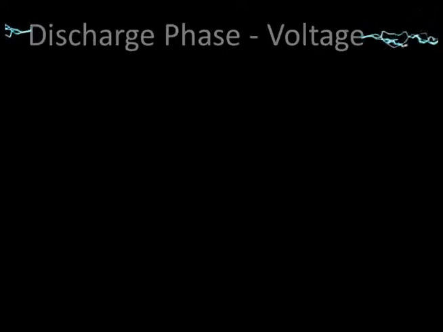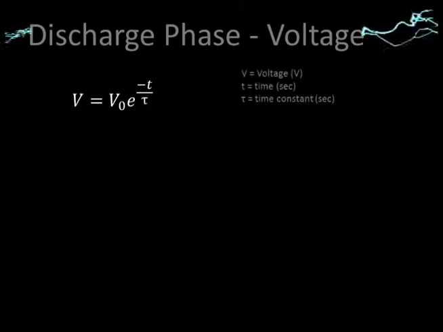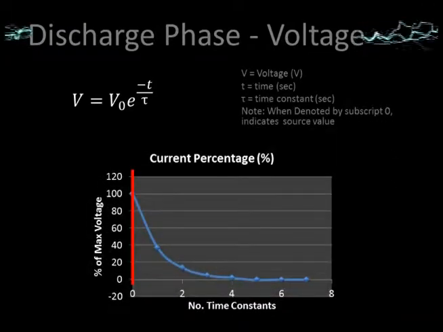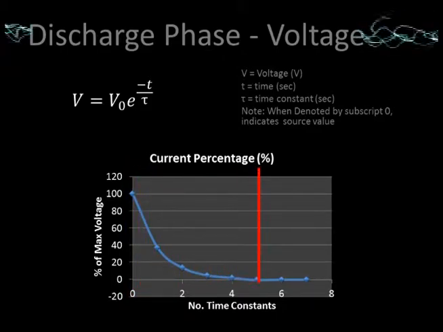Now for the voltage during the discharge phase, where V at any point in time is equal to the maximum voltage times e to the minus t on tau. This graph acts like the current during the charging phase, initially with 100% of the voltage, and after 5 time constants, no voltage through the circuit.